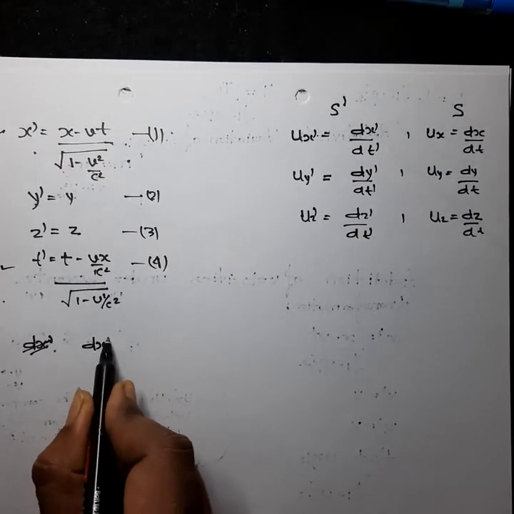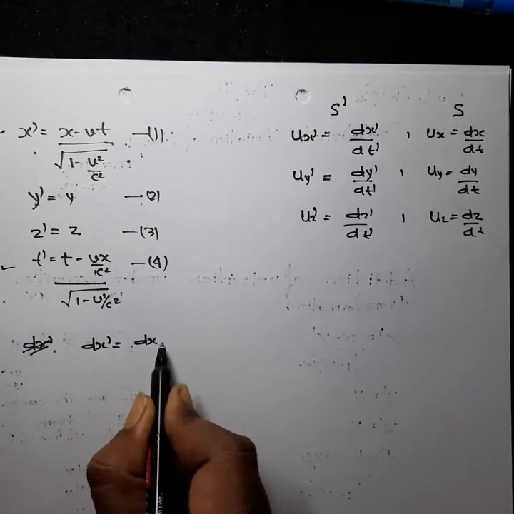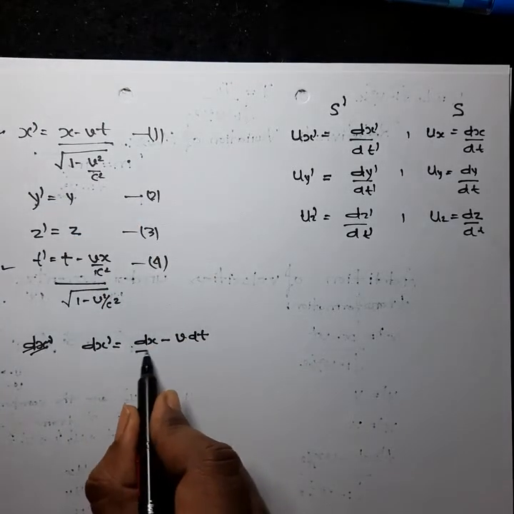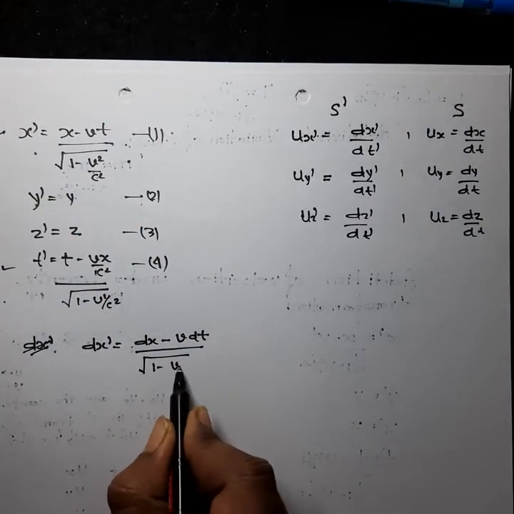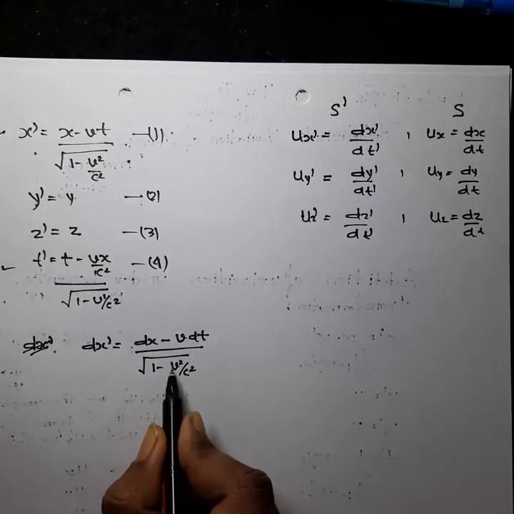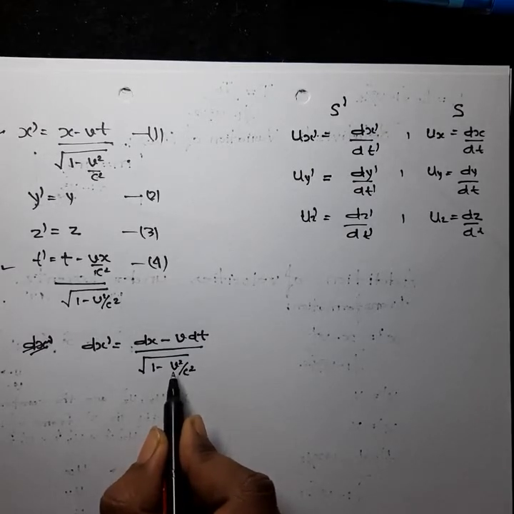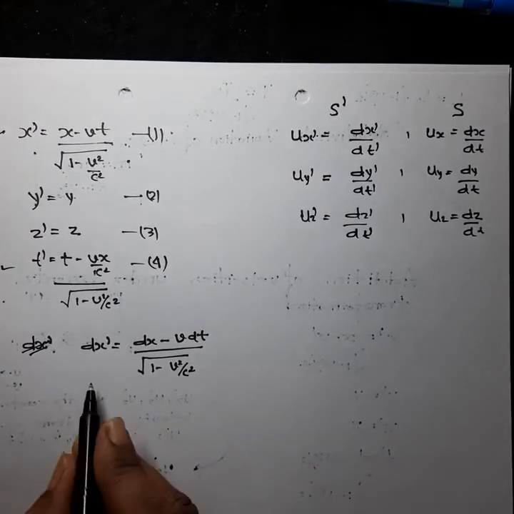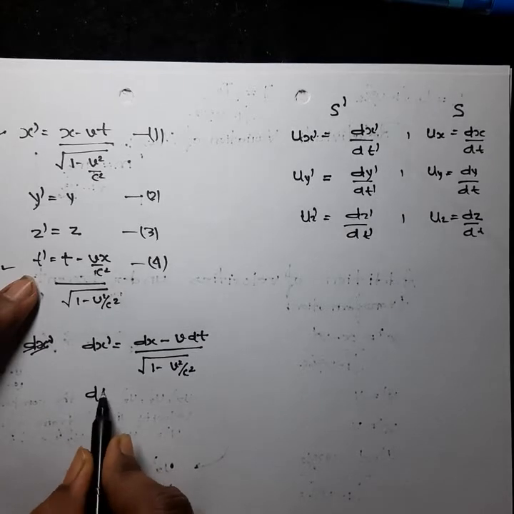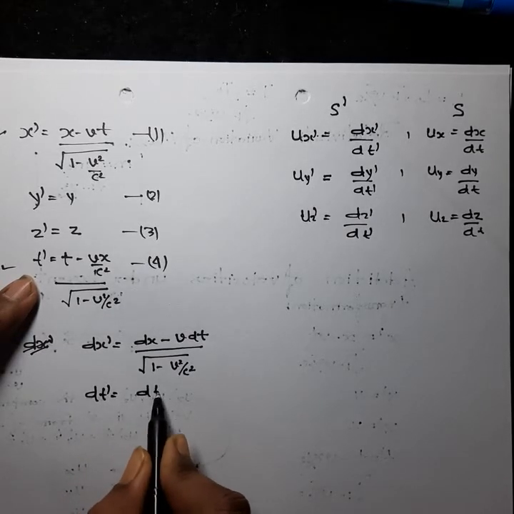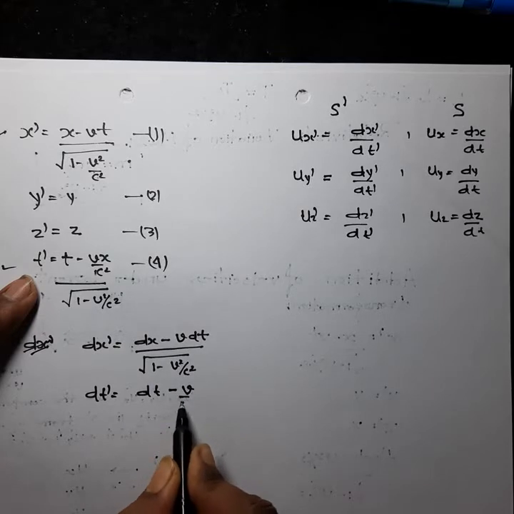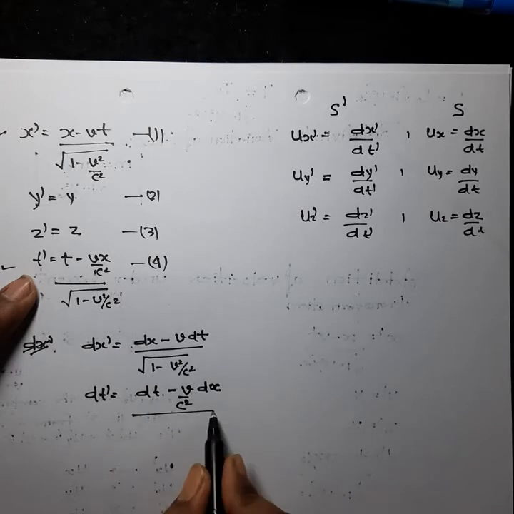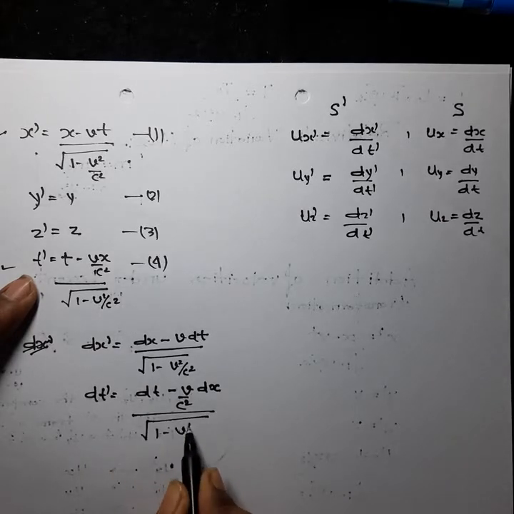dx dash will be equal to dx minus v dt, divided by the square root of 1 minus v squared by c squared. This term is constant, so no problem. What is v? v is the relative velocity of observer O dash with respect to observer O. Now dt dash will be dt minus v by c squared times dx, divided by the same constant.